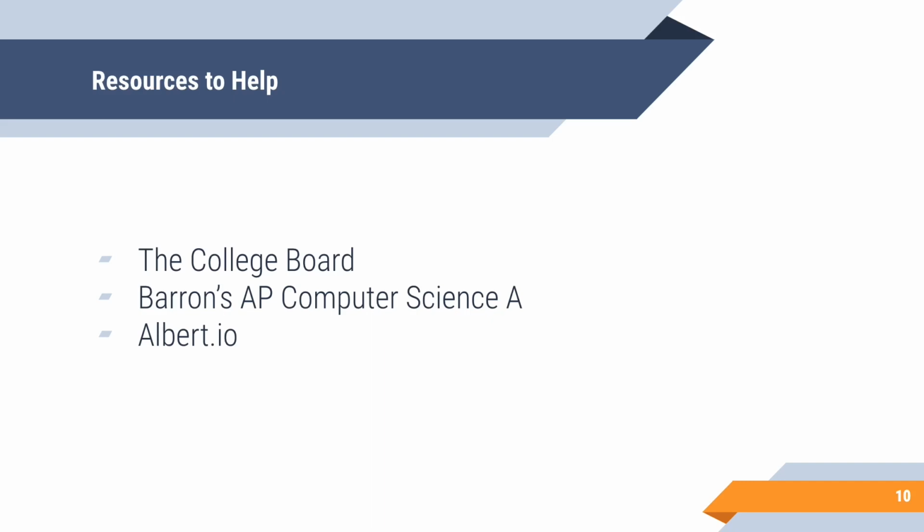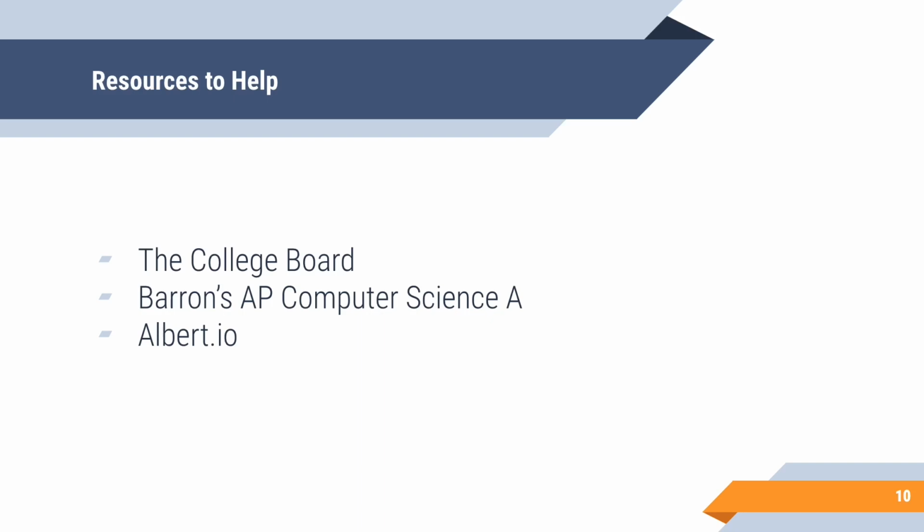The other 2 resources that I would recommend are Barron's AP Computer Science A and Albert.io. This in no way is a sponsorship. These are just resources that I utilized when I was taking AP Computer Science A. Barron's AP Computer Science A specifically, if you can crush Barron's, I think you can crush the test, like easily, perfect score, because the questions in there are hard.